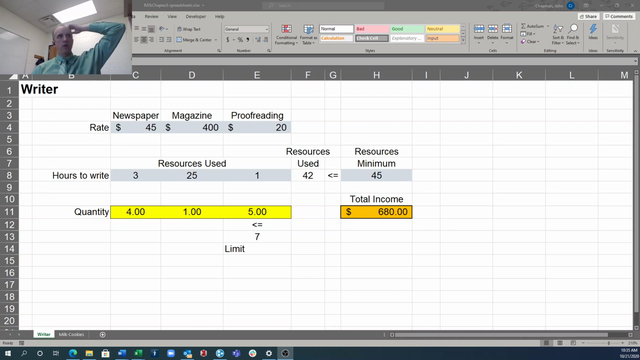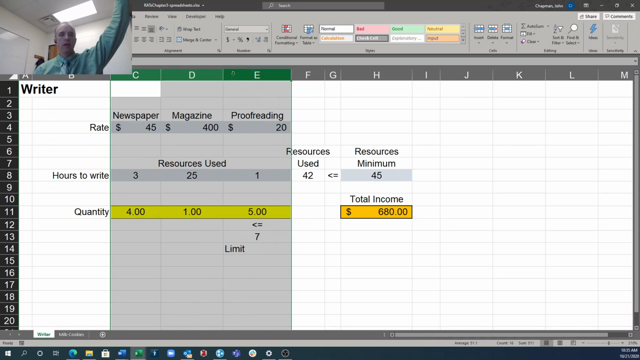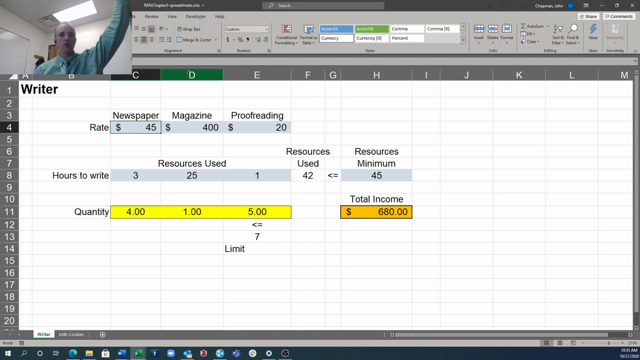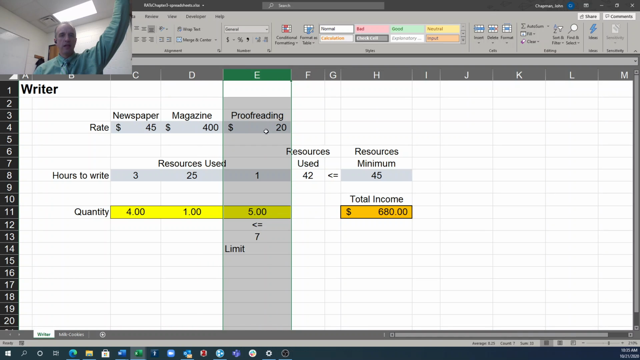Okay, so here we are at another example of a freelance writer, and she has three different ways that she can make money. She can write a newspaper article, which pays about $45. She can write a magazine article, which pays $400, or she can do some proofreading that pays $20 an hour.